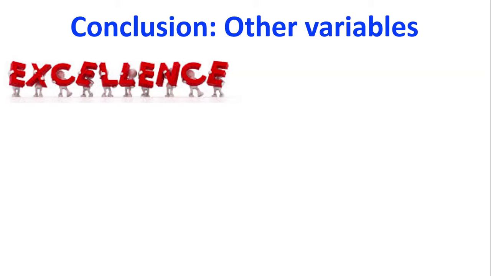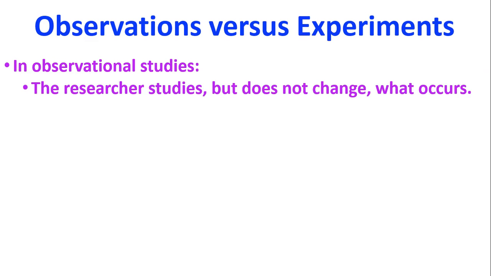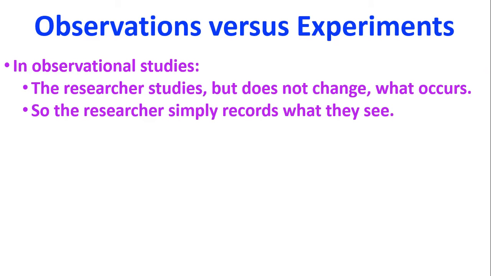When we're looking now at discussing other variables, this is something that we only need for our excellence level, okay? So the idea behind this is this concept of observational studies versus experiments. Now, in an observational study, the researcher studies but does not change what happens. Another way of saying this is that the researcher would simply record what they see.